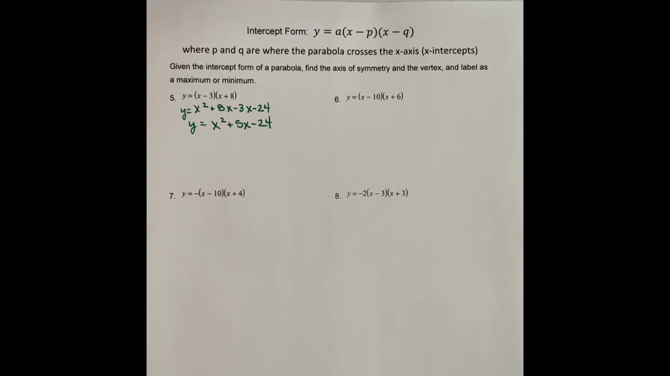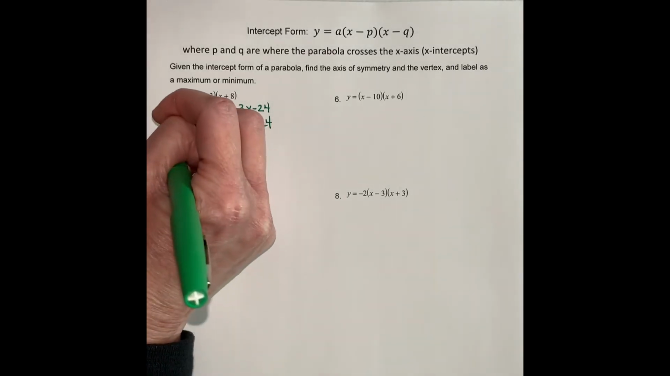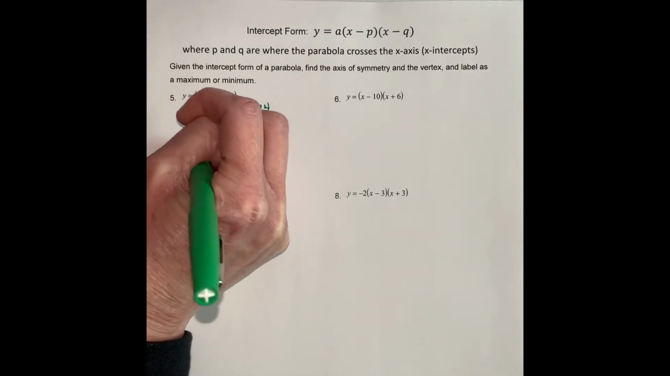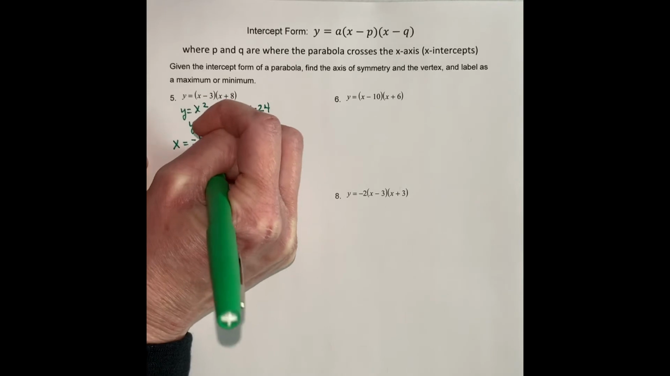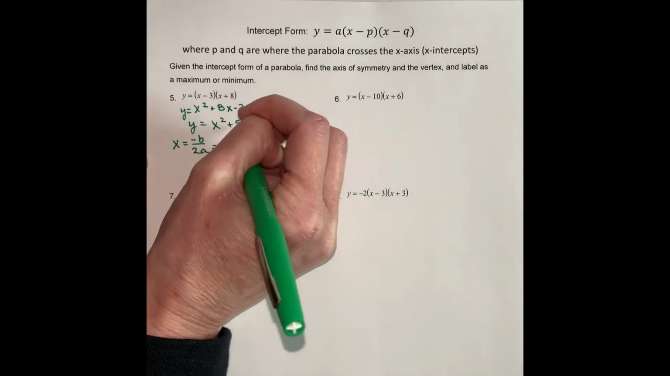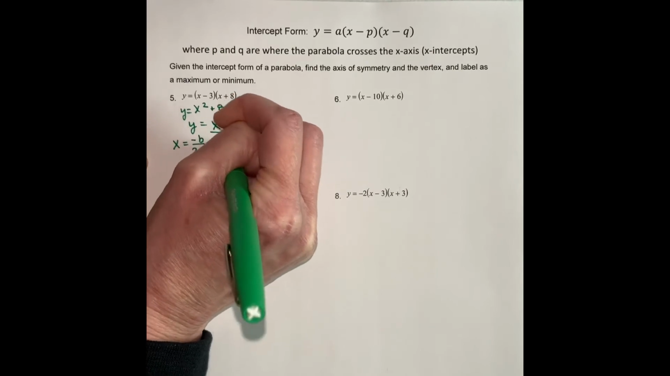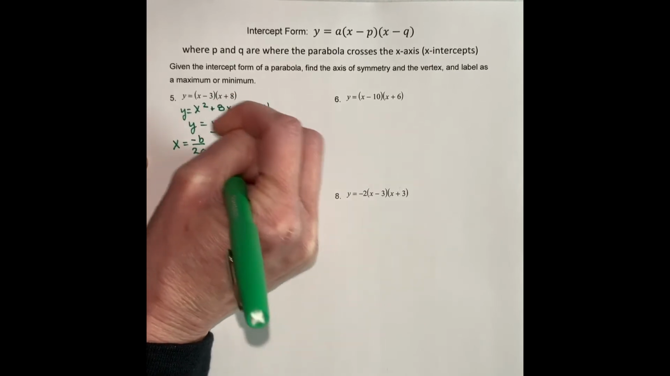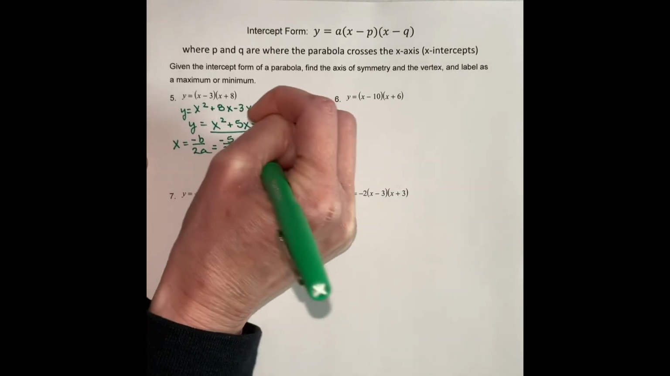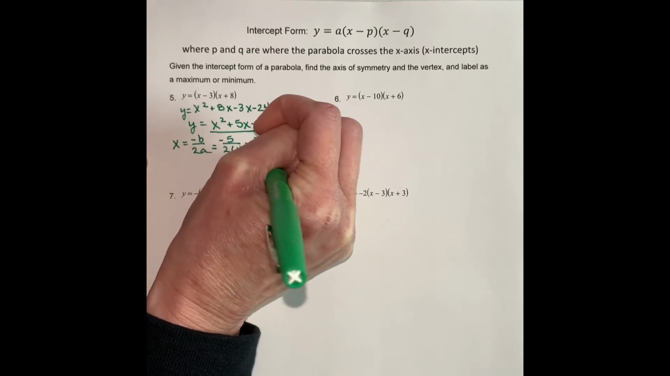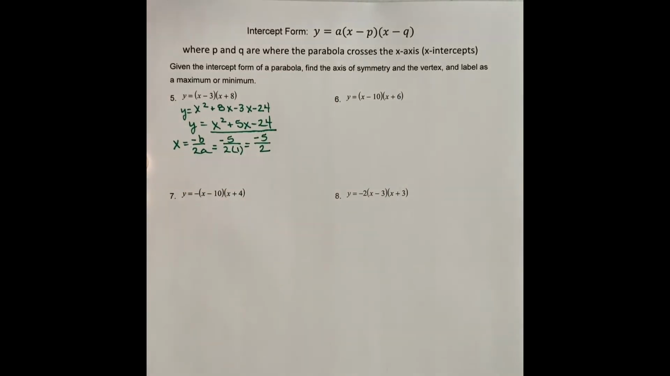Now I'm going to use my formula. So I'm going to use this negative b, negative 5 over 2 times a, 2 times 1. So this gives me negative 5 over 2. A fraction, we don't really like that, but it happens.